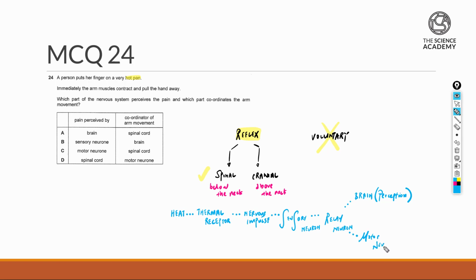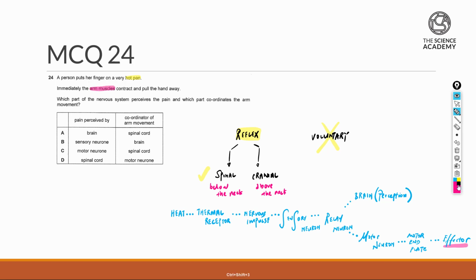The motor neuron will then have the impulse go towards the motor end plate, and the motor end plate will then terminate the impulses at an effector. Now the effector over here could be a muscle, it could also be an endocrine gland. So the effector here will be very much relatable towards the arm muscles that we're actually trying to pull away from there.